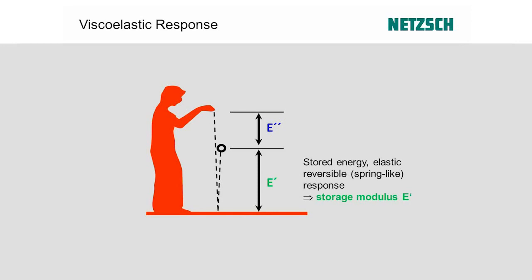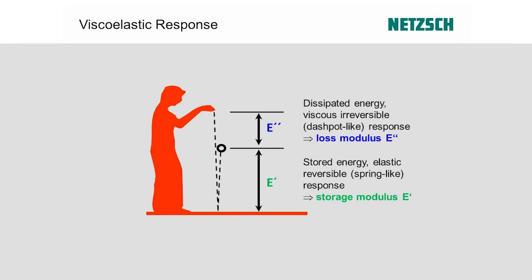And this refers exactly to the storage modulus E prime. This is why we call it storage modulus, because it refers to the stored energy. The part that is left is proportional to the dissipated energy, and this refers to the dashpot-like response. So all parts of a polymer that act like a dashpot will dissipate this energy. So this number, E double prime, is therefore called the loss modulus E double prime.